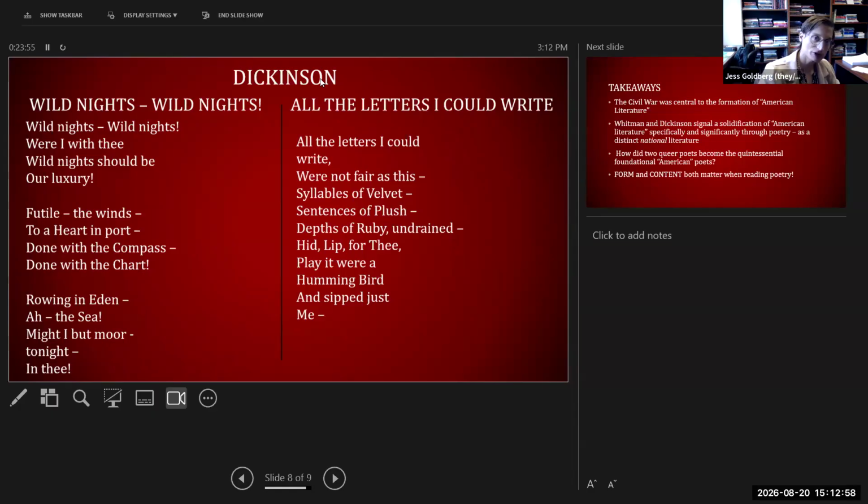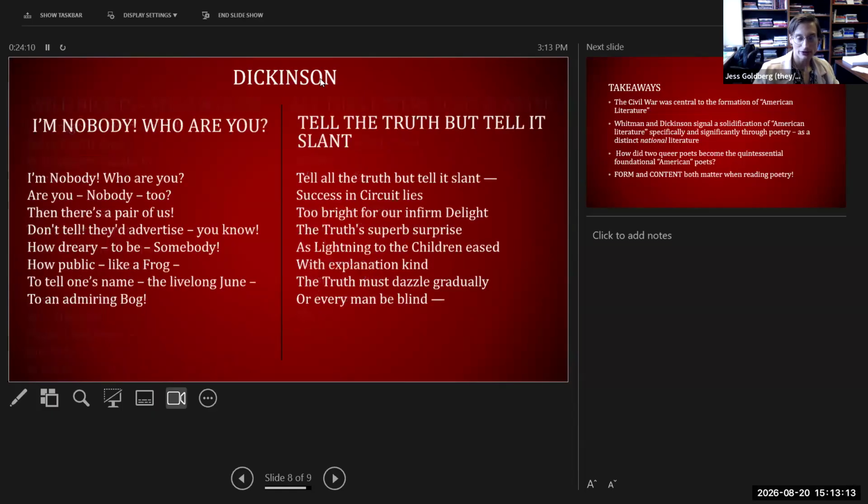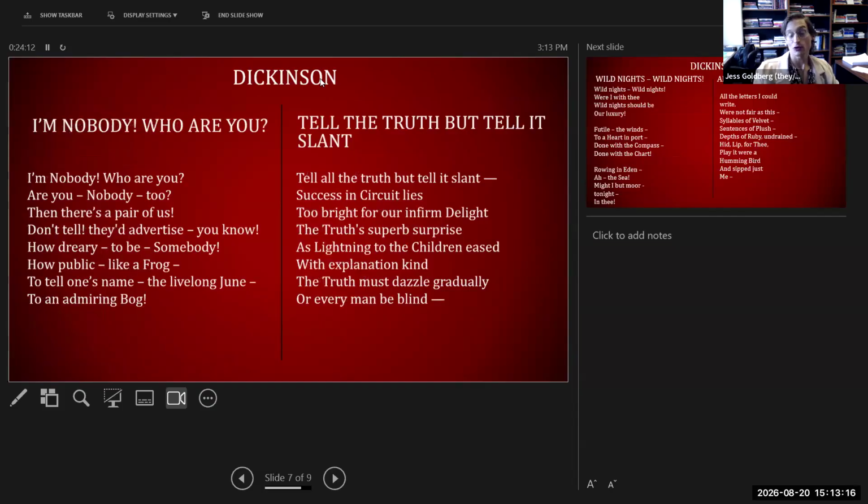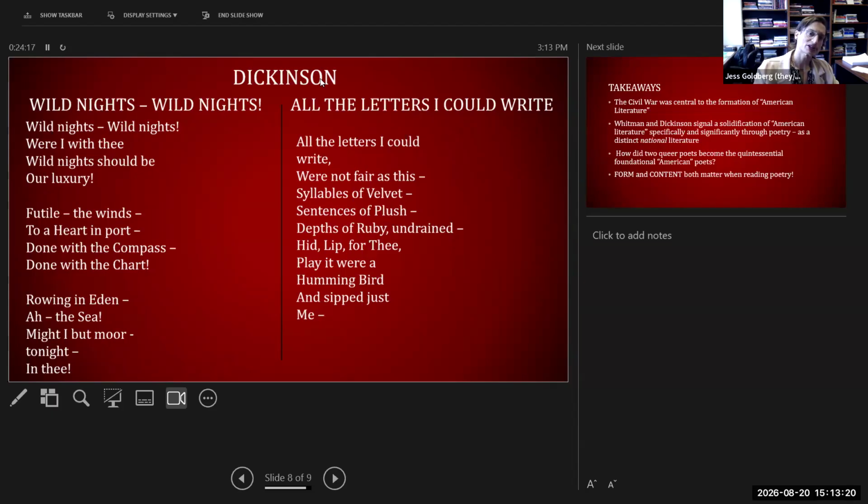First question for you for your lecture response this week. What do you make of ending a poem with an em dash? That's intense. Talk about either this one or "Tell the Truth but Tell It Slant," or both, and write a little bit about what you think about ending a poem with an em dash.